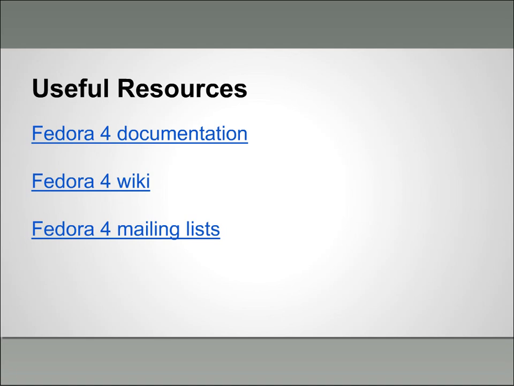But one of the best ways to interact with the project is through the community. There are a number of mailing lists that are very active. The Fedora community mailing list has almost 1,000 members and thousands of topics on it and lots of traffic. So it's a good way to get updates, but also to ask questions.